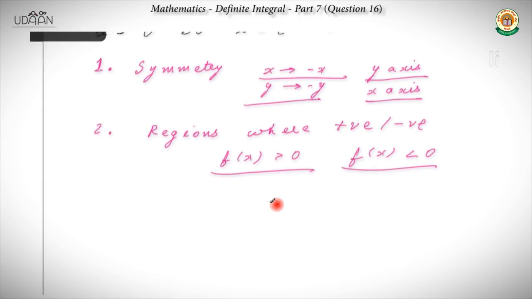Third thing, we find the points of intersection with the axes, that is, the points of intersection with the x and y axes.